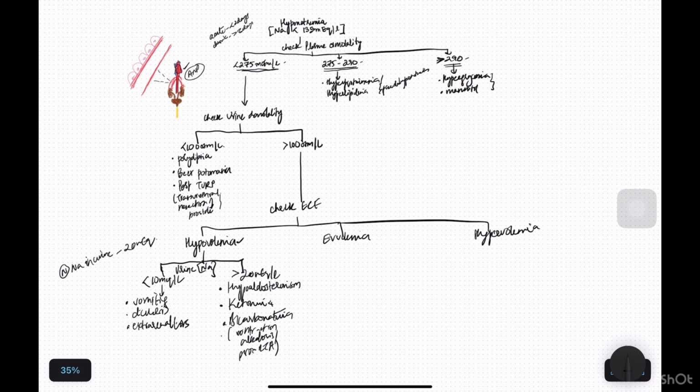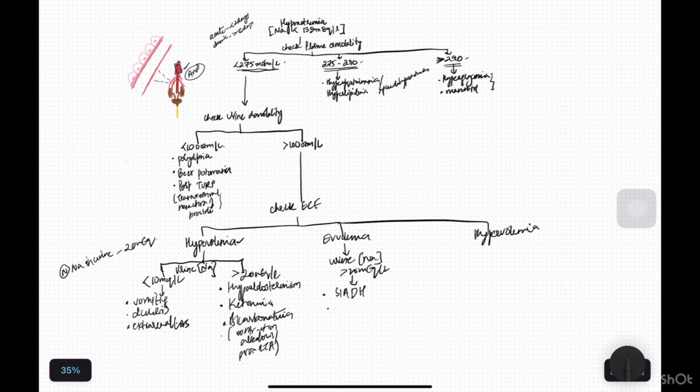And then when would you see euvolemia? So in this case, your urine sodium would be more than 20 milliequivalents per liter. Now, what happens here is you are just letting your sodium go, but you're retaining fluid. When would this happen? If there is syndrome of inappropriate antidiuretic hormone secretion. So ADH is going to retain free water, but you would think if ADH is retaining free water, how is there euvolemia? Shouldn't there be more volume?